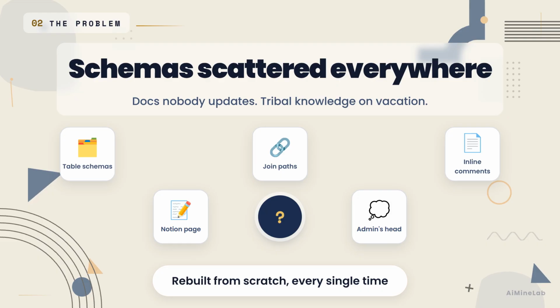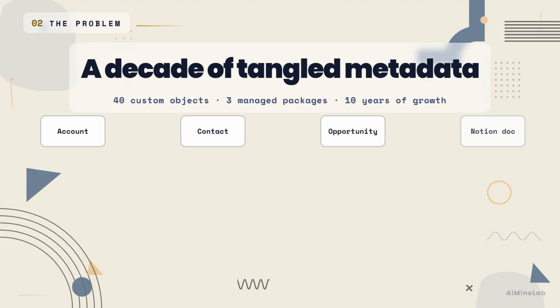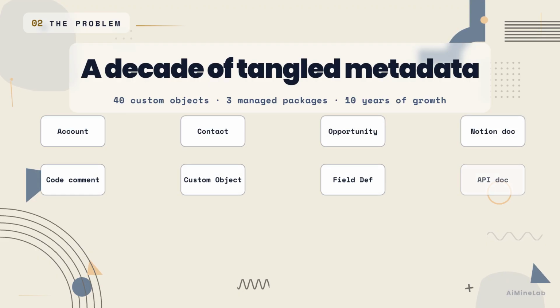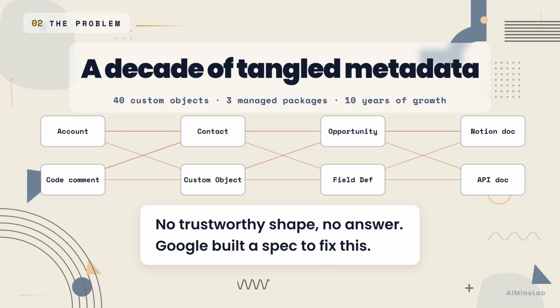Google's own announcement says it plainly. Teams keep rebuilding the same context assembly pipeline for every new agent they ship. Scale that pain across a Salesforce org with 40 custom entities, 3 managed packages, and a metadata layer that grew for a decade. Your deployment isn't struggling from dumbness. It's struggling since the knowledge exists, but nothing hands it over in a shape a machine can trust.